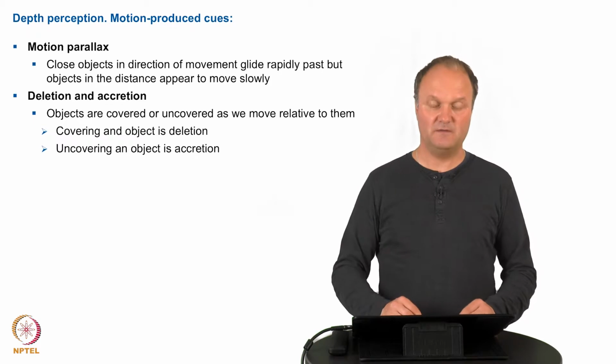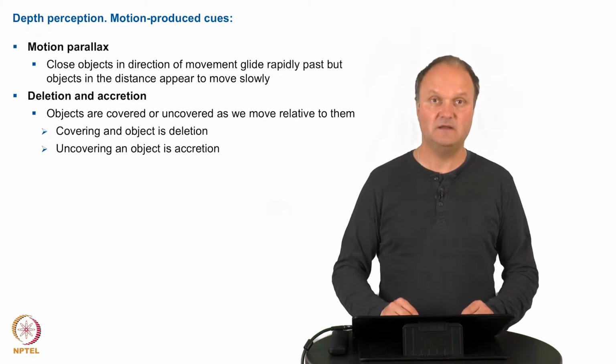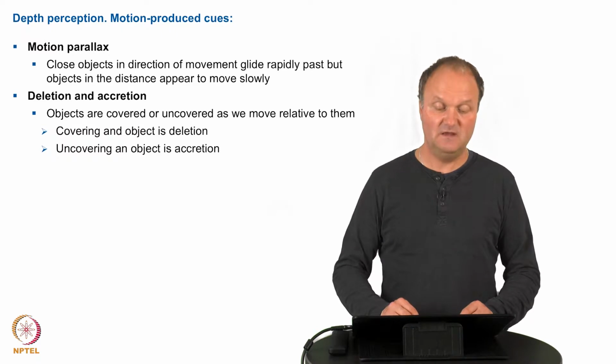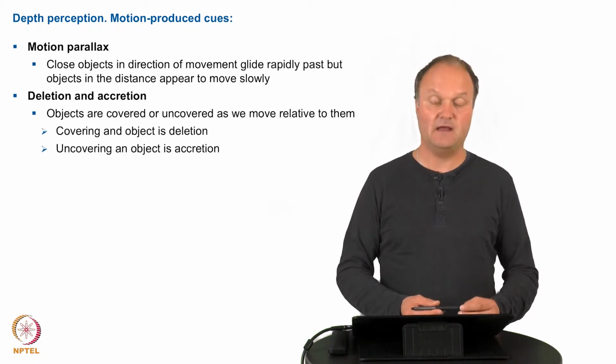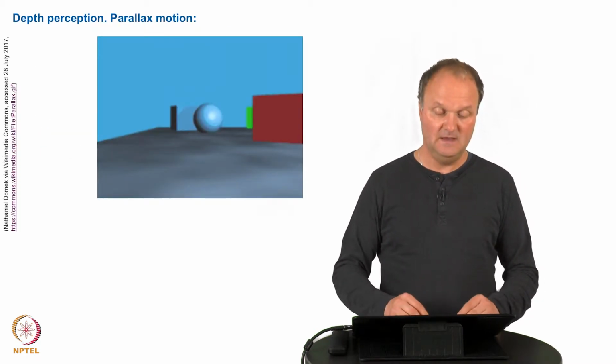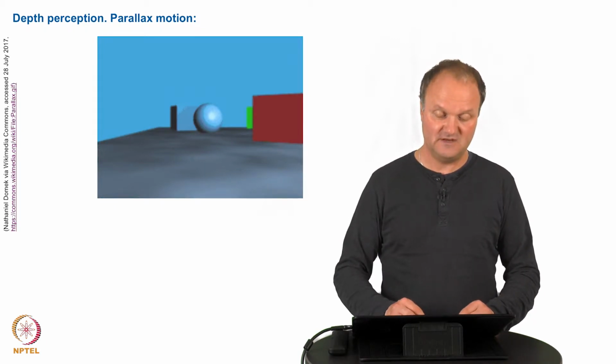These cues come together with cues of dynamic nature, which happen when we move. There's the so-called motion parallax, which shows that close objects in the direction of movement glide more rapidly past than objects which are at a distance. And then objects may be covered and uncovered as we move relative to them. The covering is then called a deletion, and the uncovering is called an acquisition. And you see examples of those objects with slower movements of objects which are further away, and also covering and uncovering of objects as we move around.